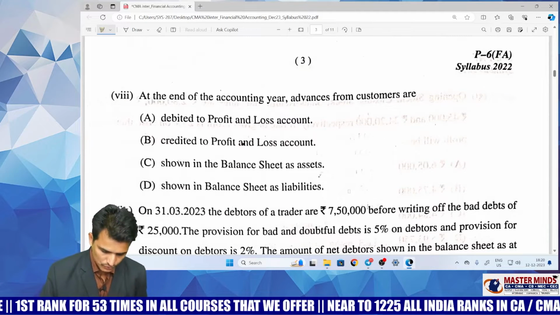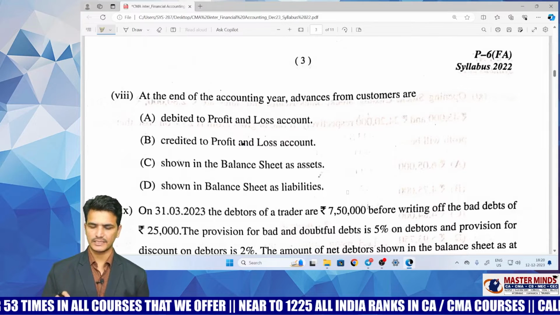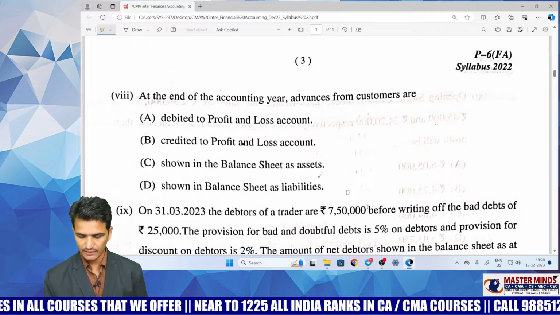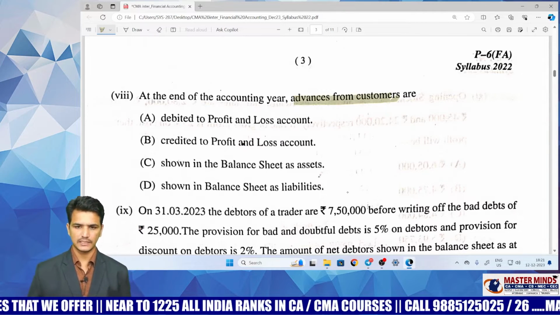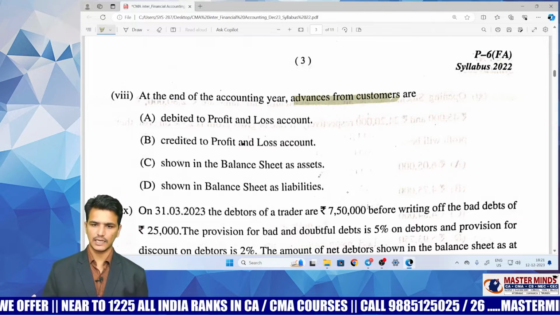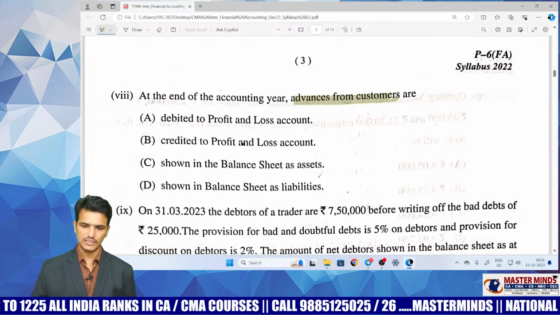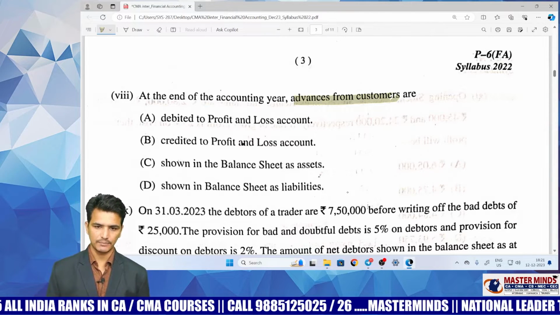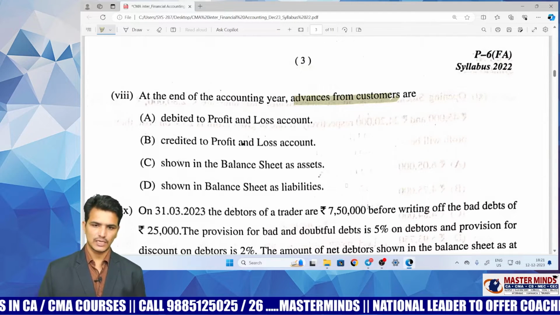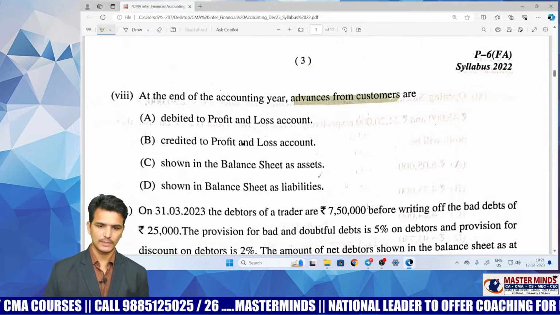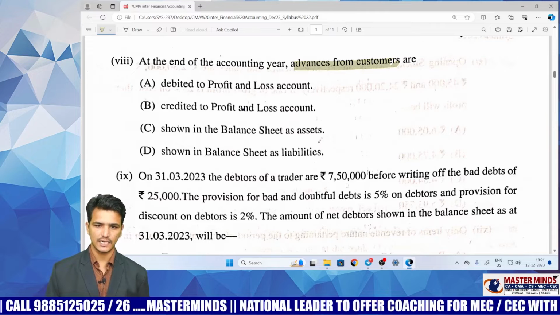Next, coming to MCQ number 8, which is based on the basic presentation, how an item is going to be presented in the financial statements. Whatever advance we have received from customers, how will it be presented, whether as an income or expense or asset or liability. If you have some command over the definitions or the basic journal entries treatment, you can comfortably answer this question also. So this is a basic theory question. The advance received from customers will generally be shown in the balance sheet as a liability. They are just asking whether it is income or expenditure or an asset or a liability.